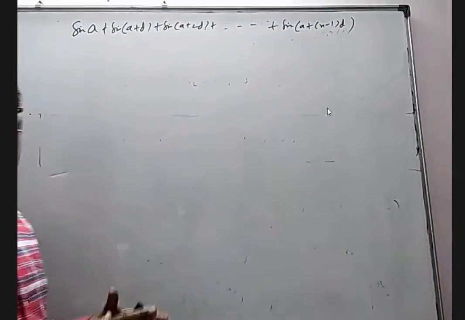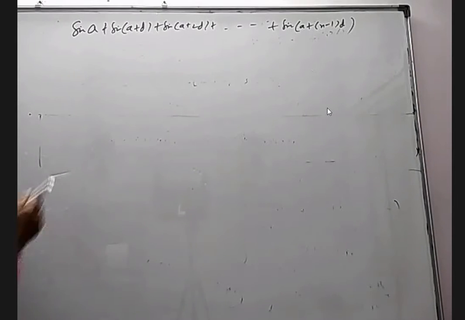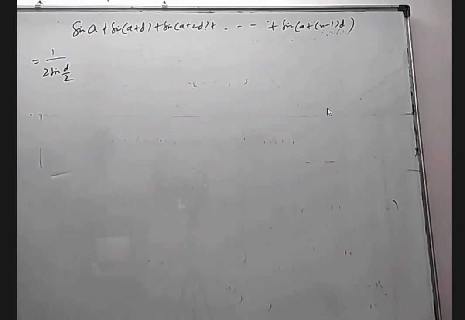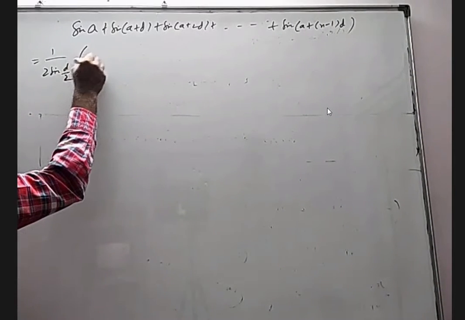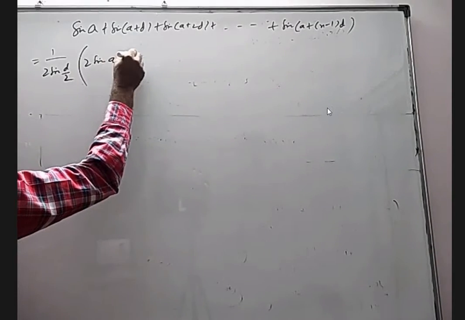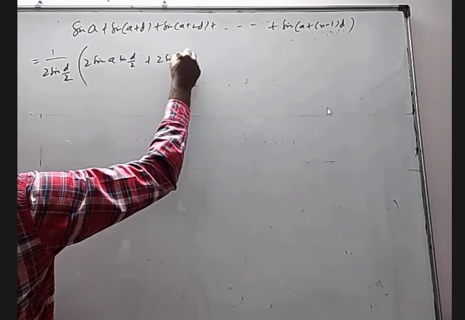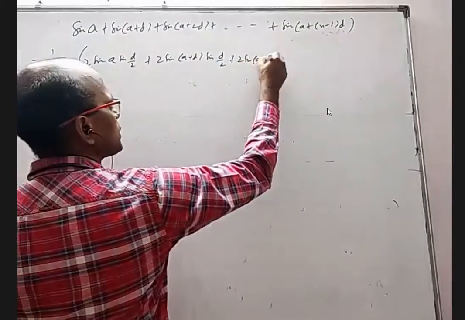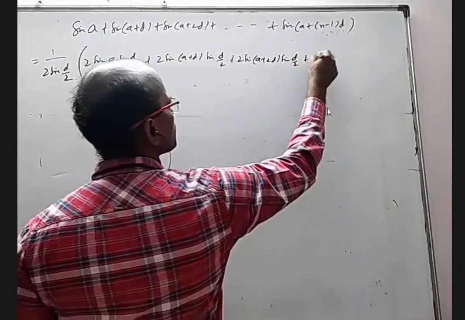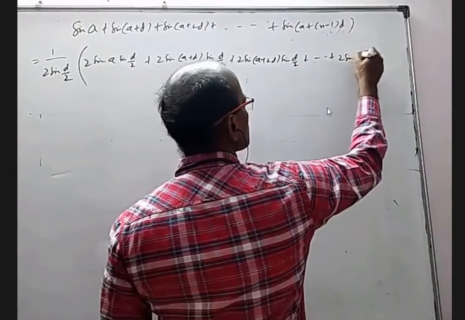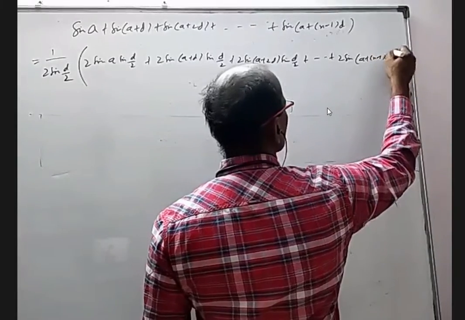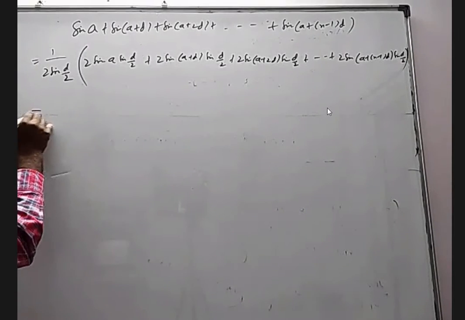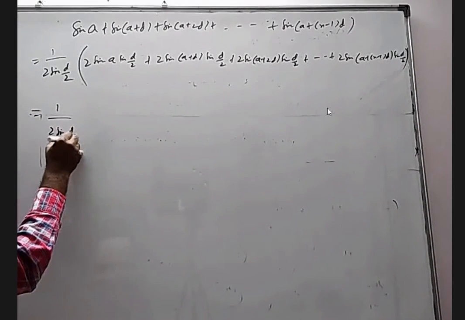So I gave you some hint of what is going to happen. Now coming to this, divide with 2 sine (D by 2) and multiply with 2 sine (D by 2). So it will be 2 sine A sine (D by 2), 2 sine (A plus D) sine (D by 2), 2 sine (A plus 2D) sine (D by 2), and 2 sine (A plus (n minus 1) D) sine (D by 2), all multiplied by 1 by 2 sine (D by 2).